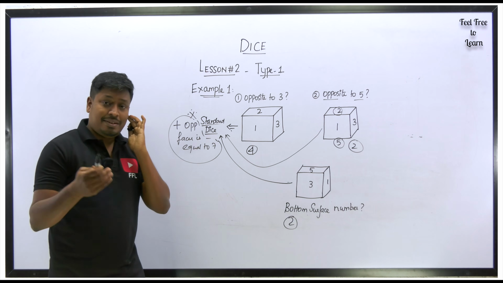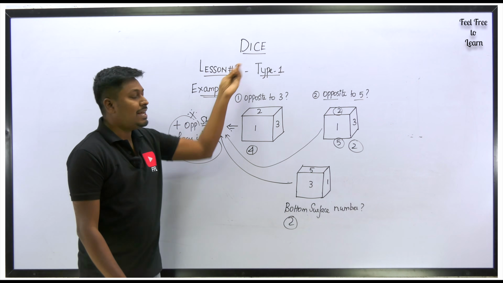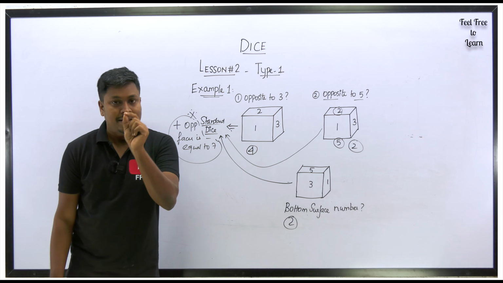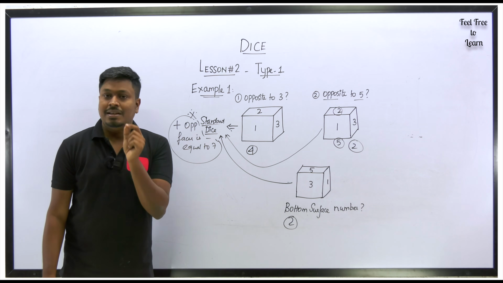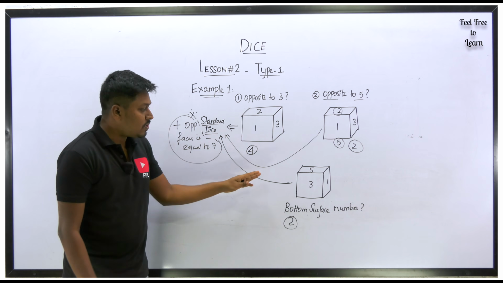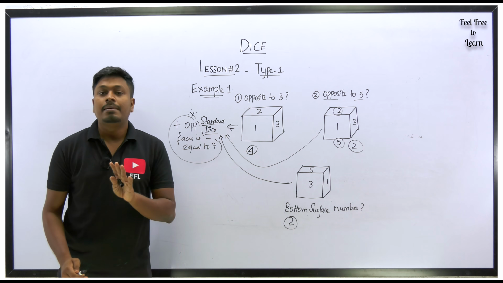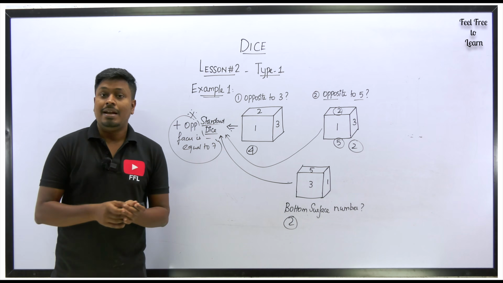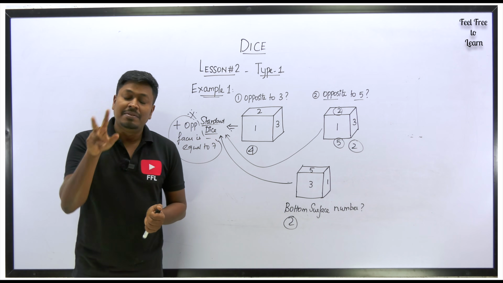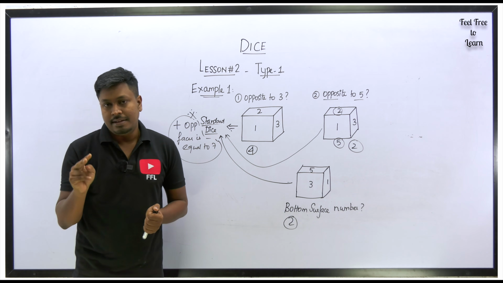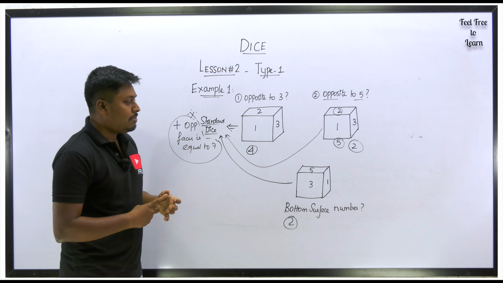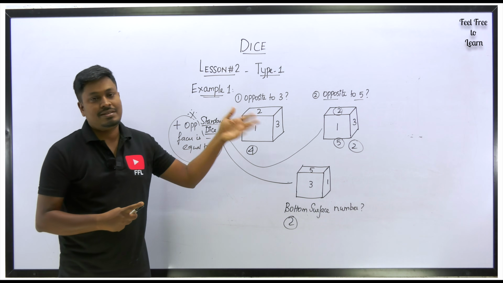Solving even a tough level question on this topic dice will be very simple, but you have to be strong on the basic concept. So without watching lesson number 1, kindly don't watch all the remaining lessons. You can't understand anything. So first learn lesson number 1 properly and be strong. What is the difference between a standard dice and a general dice? If you are strong on all those concepts, then definitely you can solve all the easy as well as tough level questions.